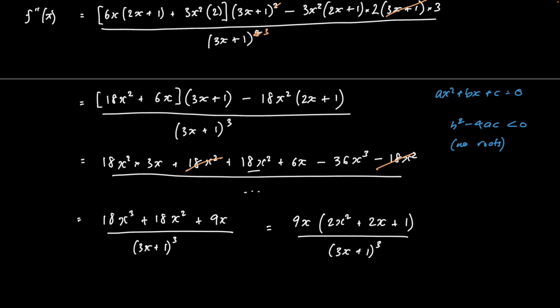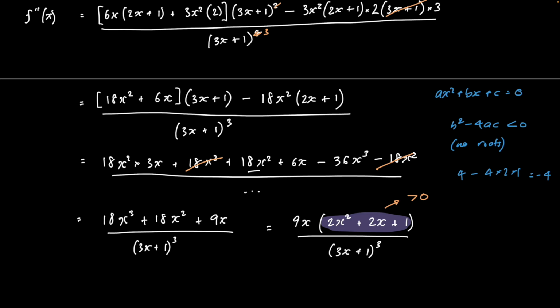All right, so for our particular example, b is 2, so b squared is going to be 4. 4ac is going to be 4 times 2 times 1, so the discriminant is negative 4 overall. And if we just put in a test value like 0, you can see that that quadratic is going to be positive. So actually it turns out this quadratic is always greater than 0.